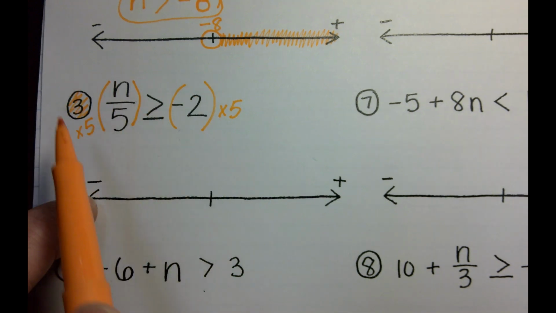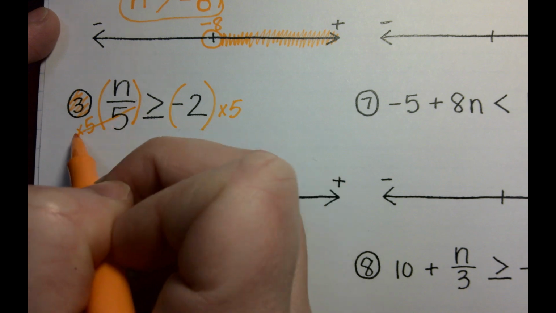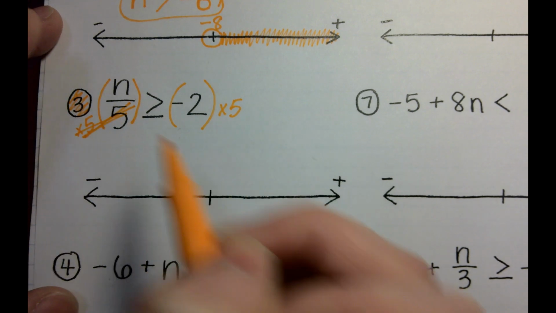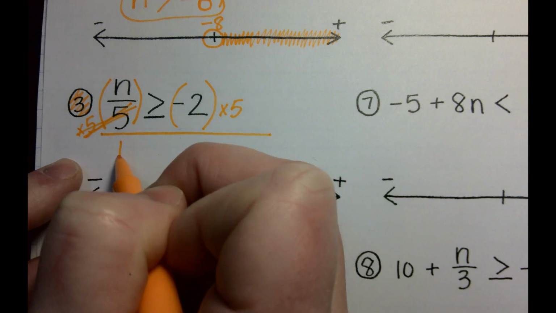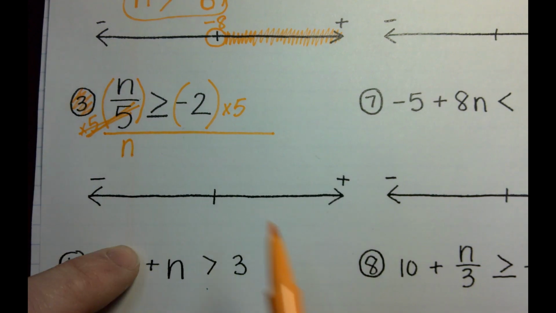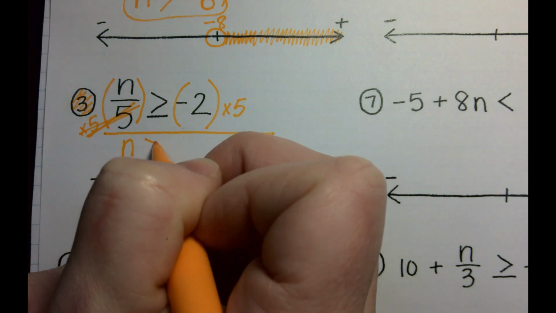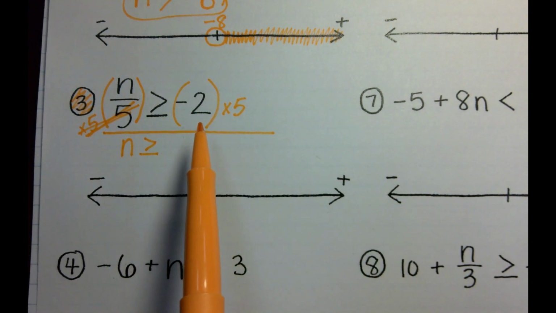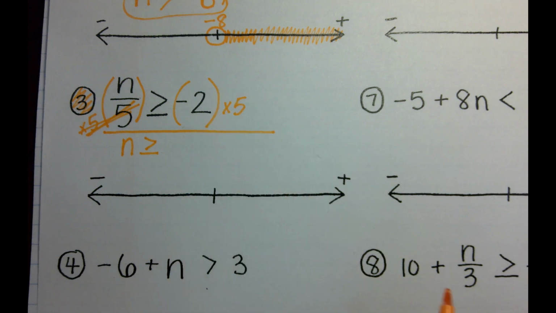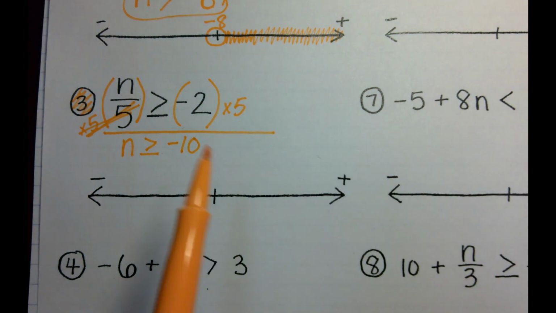So what happens on this side of our equation with the 5s? They cancel. Good. And that will leave us with what over here? n. Just n by itself. And then bring down the greater than or equal to symbol. And what is -2 times 5? Negative 10. Now, in this problem, would we need to flip our sign?